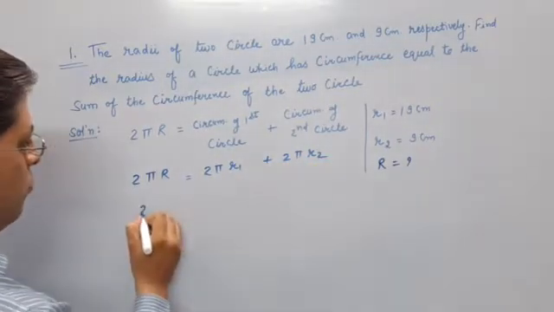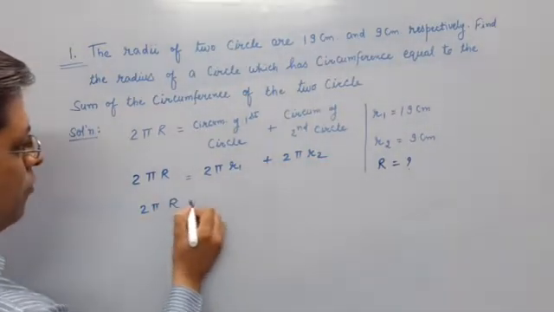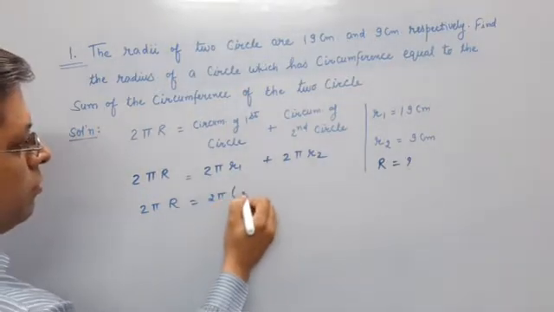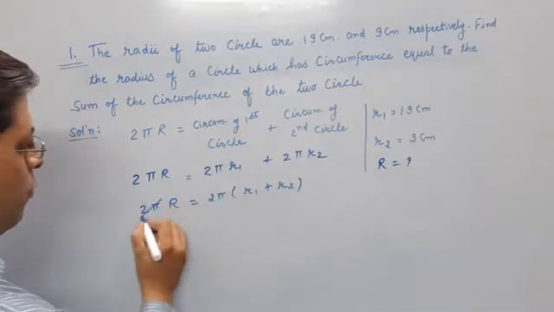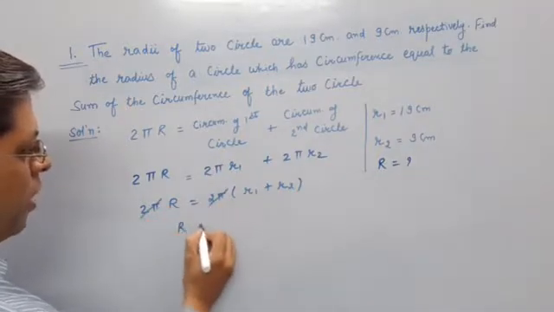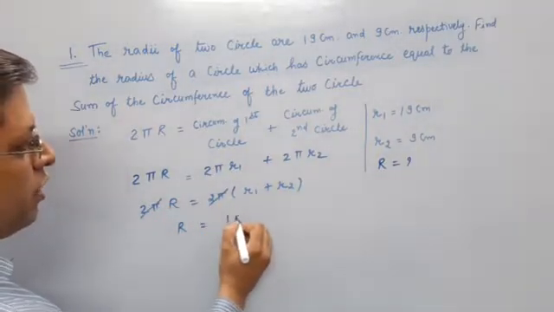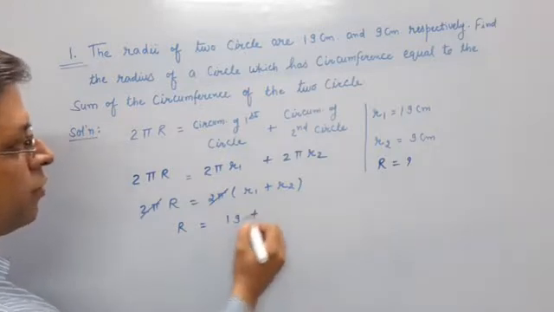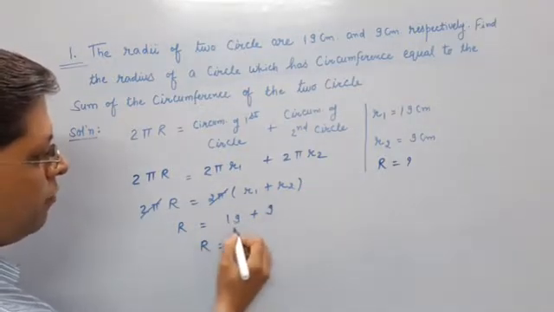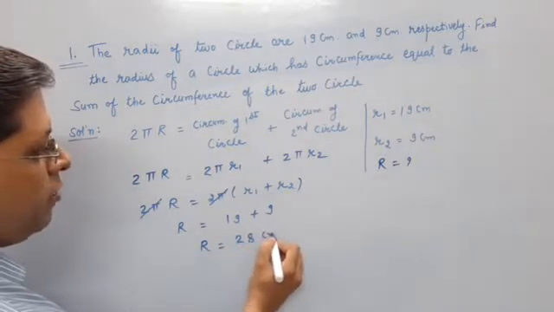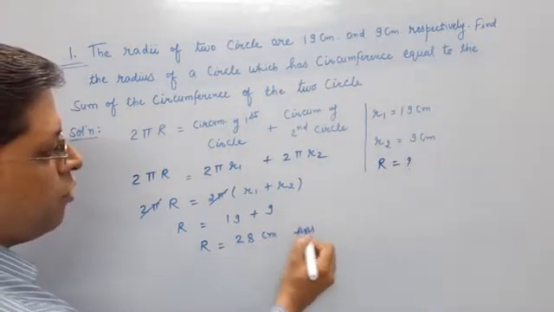Okay, 2 pi we can take out common, R1 plus R2. 2 pi and 2 pi cancel, so R will be what? R1 is 19, and R2 is 9. Now what will be capital R? This will be 28 centimeter. This is your answer.